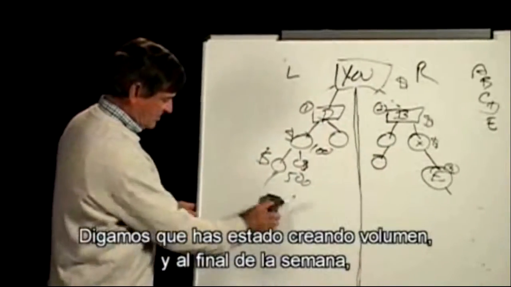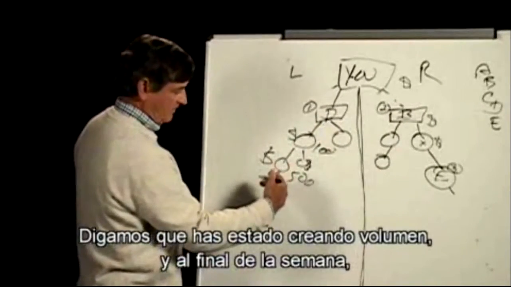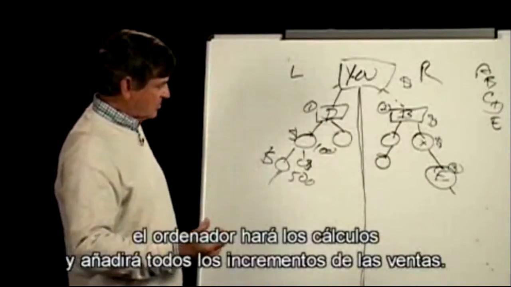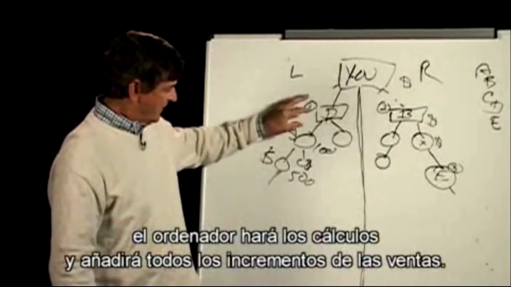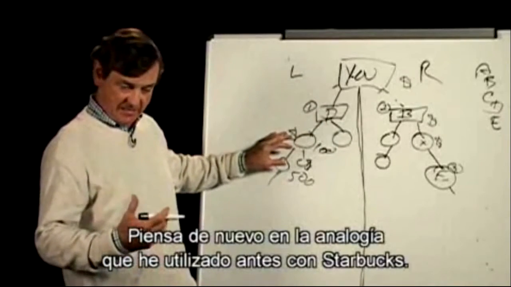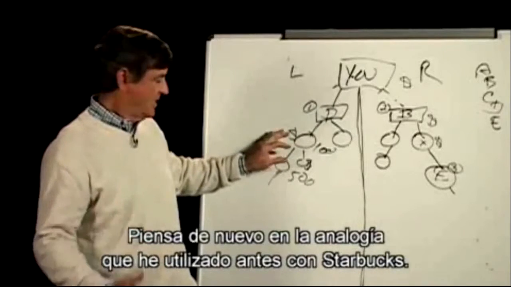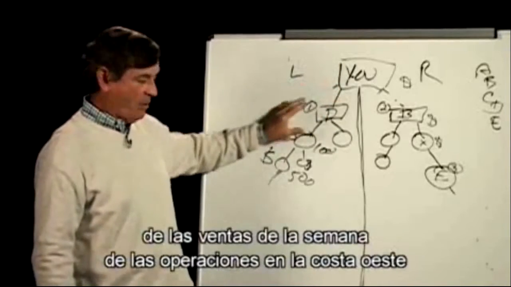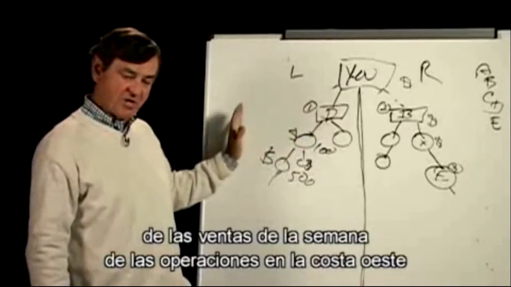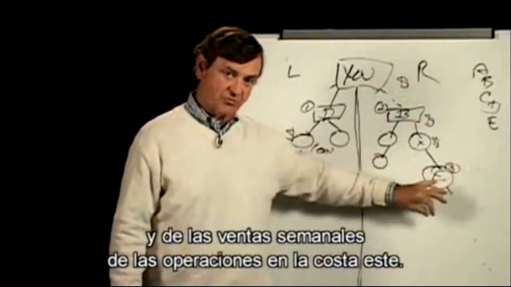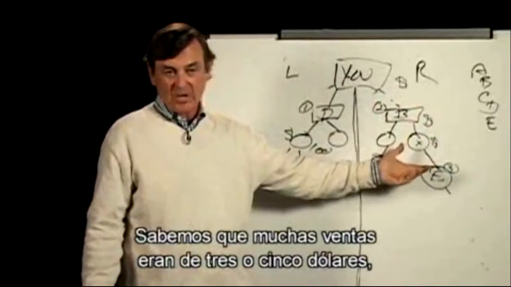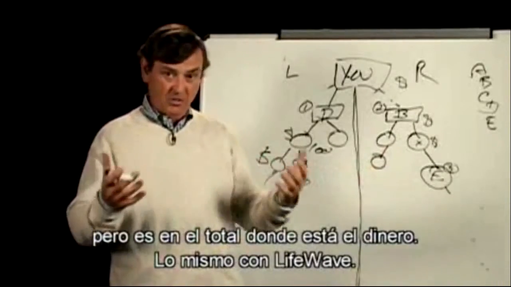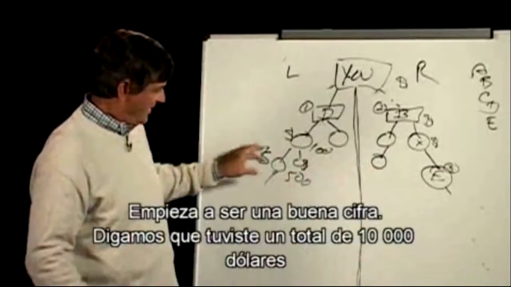Well, let's just say in this example that you've been building volume, and at the end of the week, because you get paid every week, which is kind of cool, the computer is going to go through here and add up all of the little increments of sale. Think again of the analogy I used before about Starbucks. At the end of the week, whoever owns 100 Starbucks, or maybe it's daily, they're going to reconcile what were my sales for the week of my West Coast operation and what were all the sales for the week of my East Coast operation. Knowing a lot of them were a $3 sale, a $5 sale, or whatever, it's the total of where the big money is. Same thing with Lifewave. So this is beginning to add up.